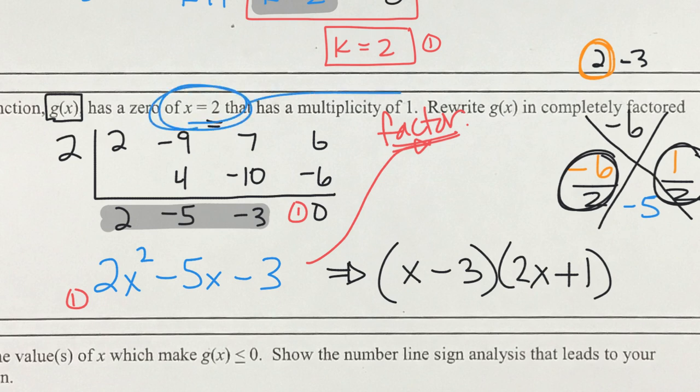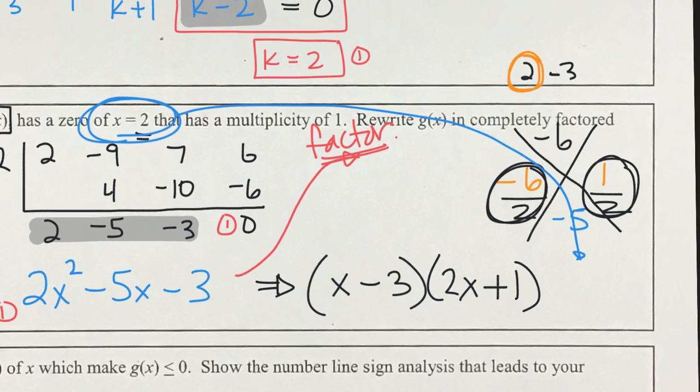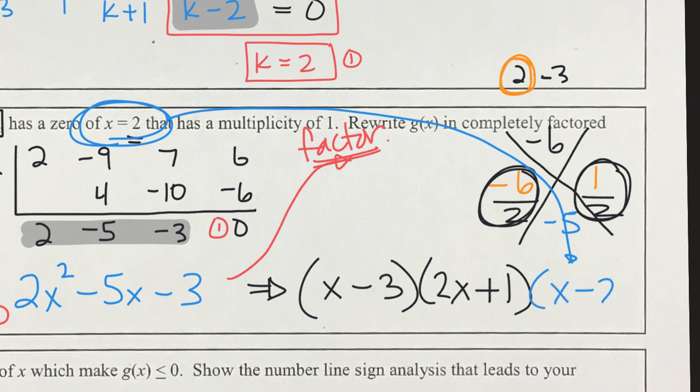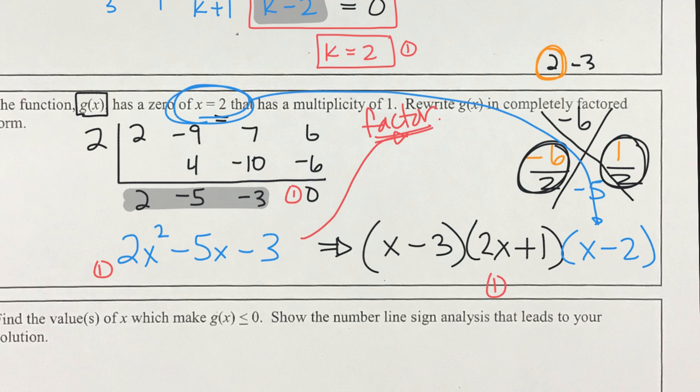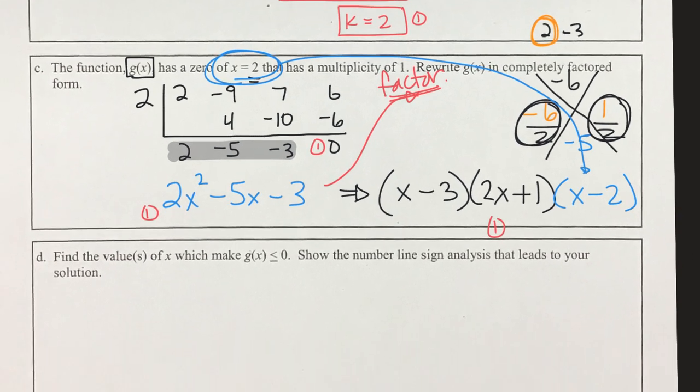Okay, and then our third factor comes from your solution. So we need to change this into an x minus 2, and you got 1 point for doing all of that work: factoring your quadratic and then bringing down your 0 as a factor. So there's lots of ways that we can factor quadratics. That is but one of the ways.